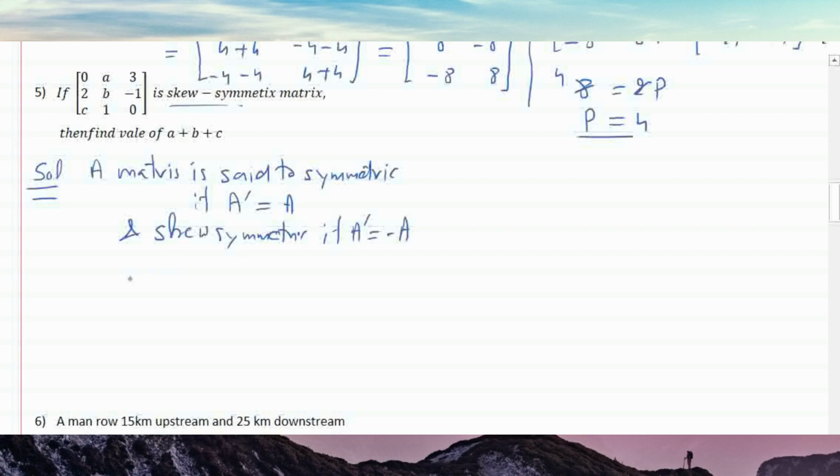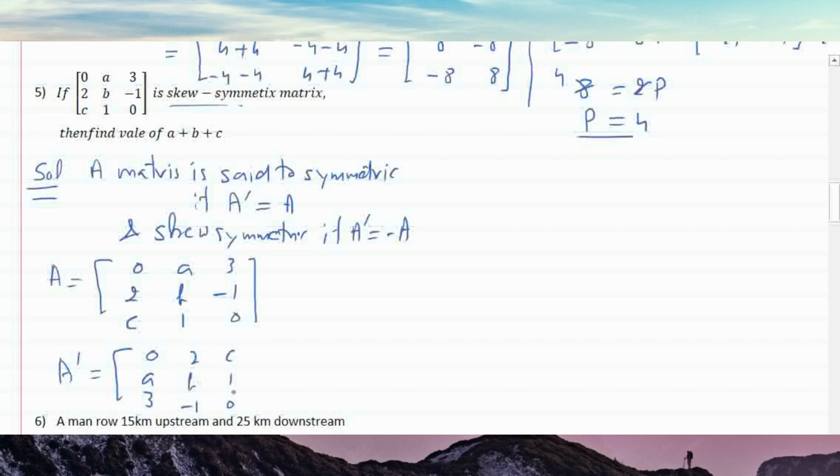So now you have a matrix given here. This A is given to you. So what is A here? This is 0, A, 3. You have 2 here. You have B, minus 1, C, 1, 0, right? So you just find its transpose. Transpose means, children, converting rows into columns. We are getting here 0, A, 3. Here we are getting 2, b, minus 1, and here c, 1, 0, right? So now according to the question, this matrix is skew symmetric, therefore A transpose is equal to minus A.